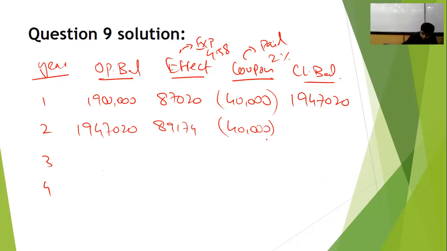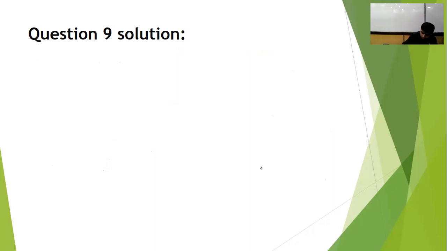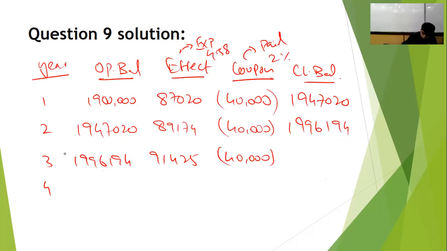So the closing liability, closing balance would be 1996194. This is going to be the opening balance, 1996194. And again, effective rate would be applied, 4.58%. That is 91,425 minus 40,000. The closing liability would be 2047620. Again, effective rate of 4.58% is applied.